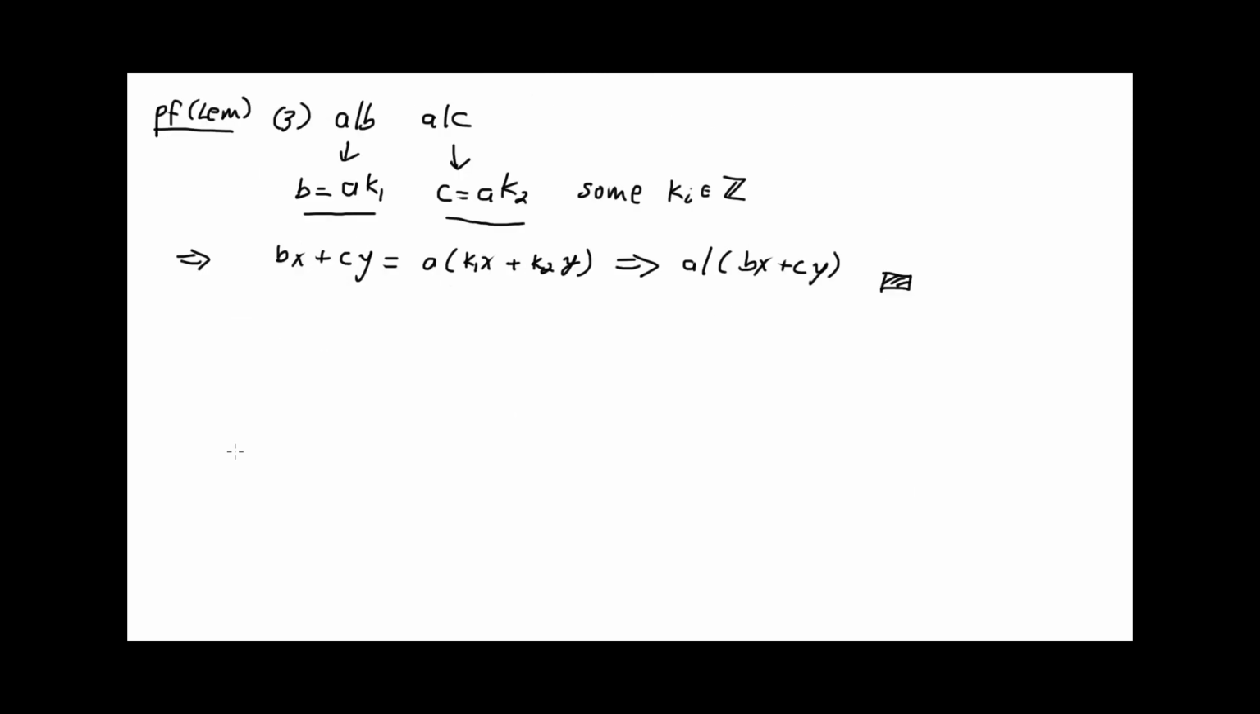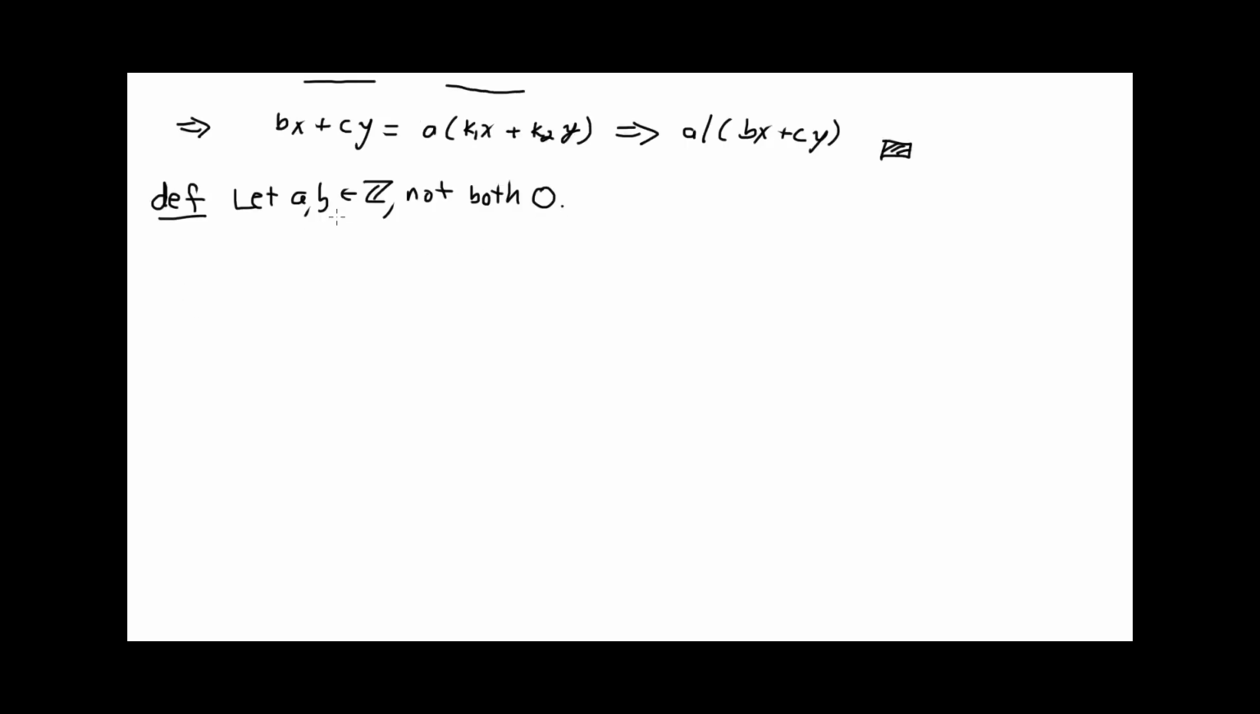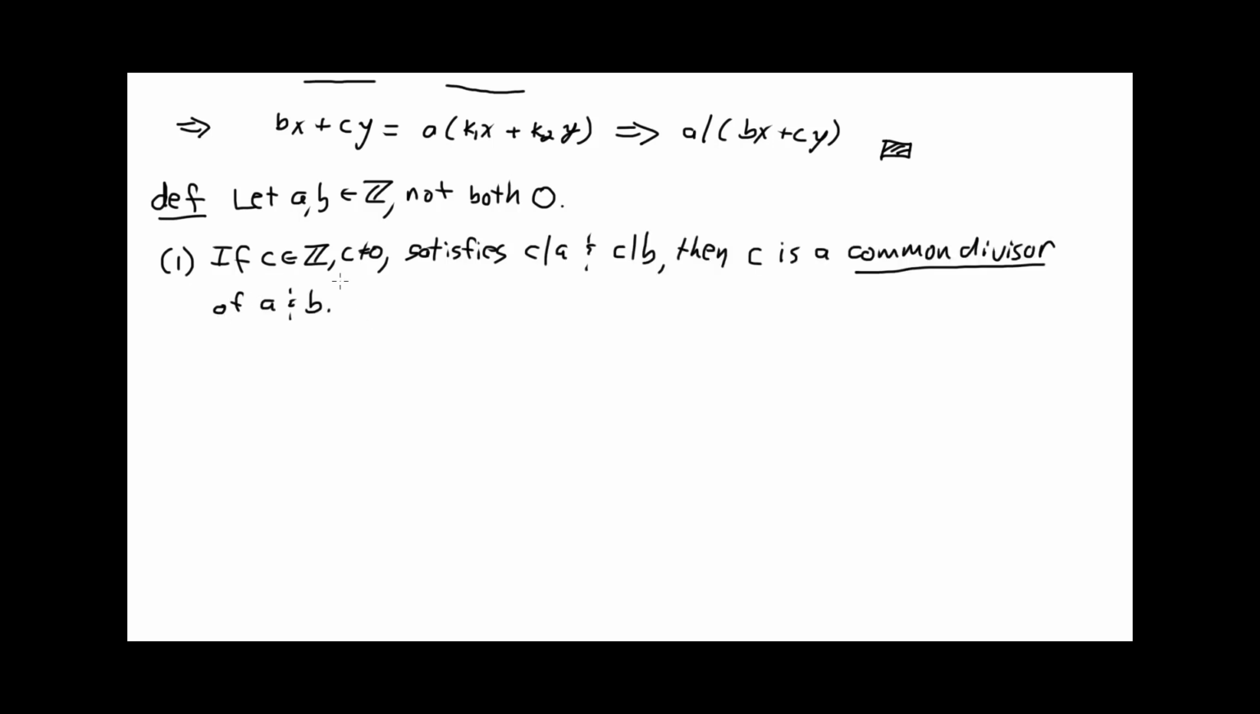All right, next comes the definition of the greatest common divisor, which plays a huge role in a lot of math after this. The setup is to start with any two integers. They can't both be 0. 1, 0 is fine. The first definition: we start out with a non-zero integer c. If it divides a and it divides b, then it's called a common divisor of a and b.